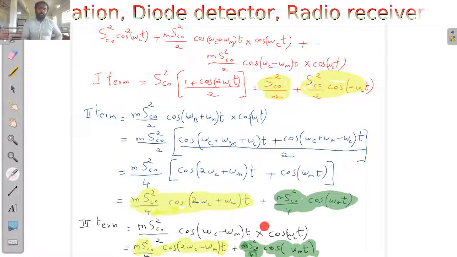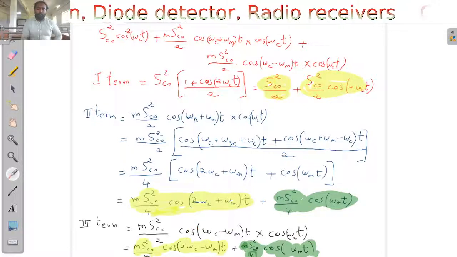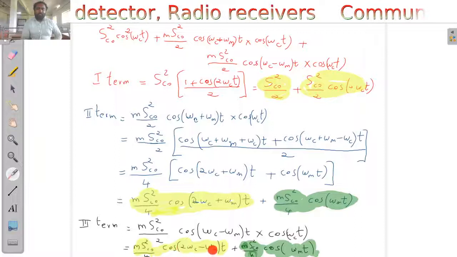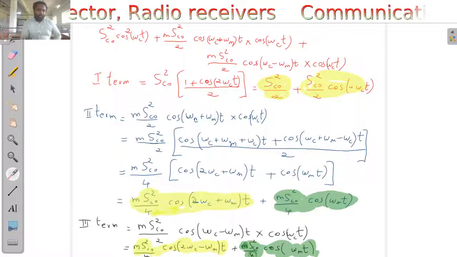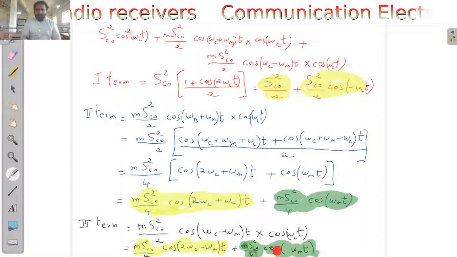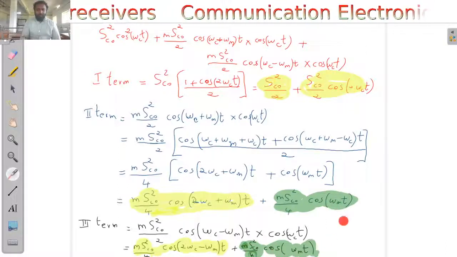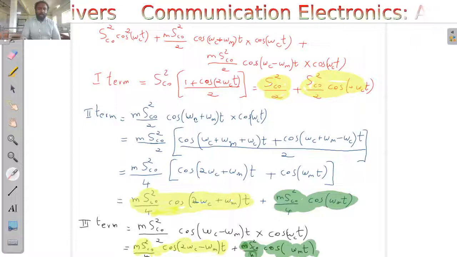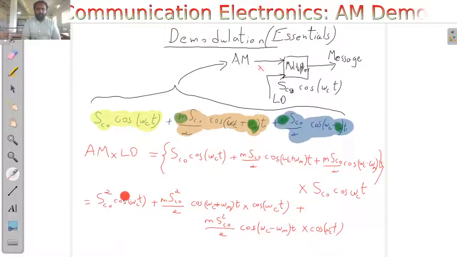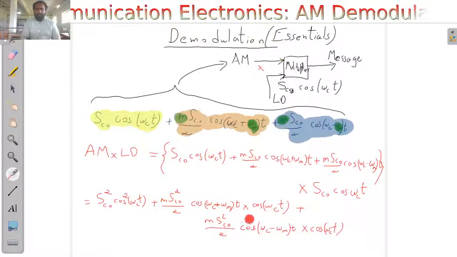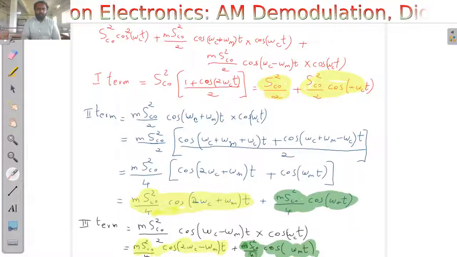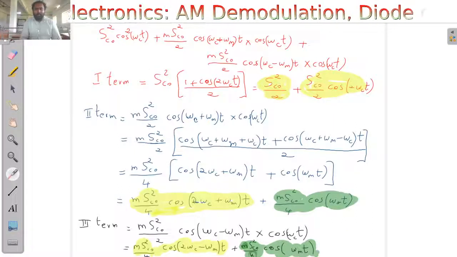In the case of the third term also, you have a sum term and a difference term. The sum term is obtained at a frequency 2 omega c minus omega m, and the difference term is back to the baseband. So this is something that we require. These 2 terms will be adding together when you add the first term, second term, and third term. So this is the first term, this is the second term, and the third term. Our demodulated wave output will have these 3 terms added together.